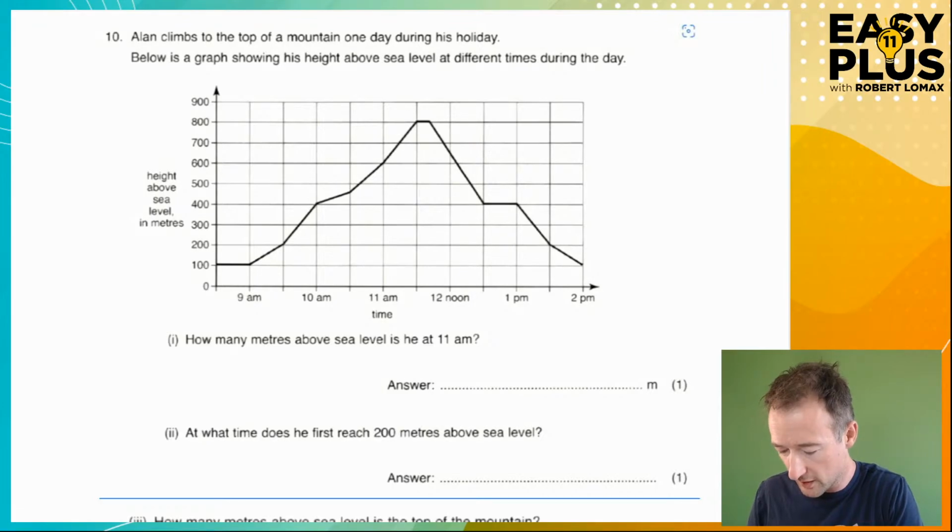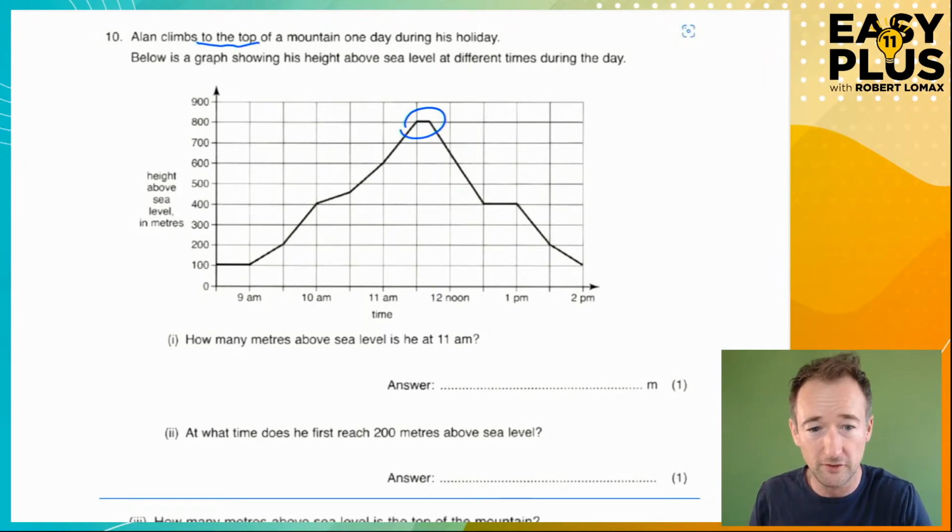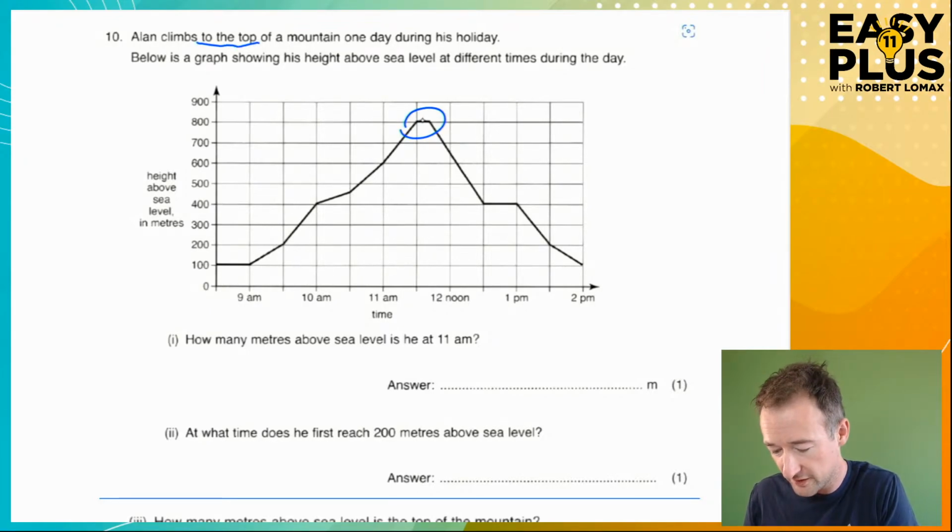And as we go through the day, he is higher and higher above sea level. In other words, he's climbing a mountain. The highest point he reaches is this. Now, what does that mean? Well, the question explicitly says that he climbs to the top of a mountain. So if he climbs to the top, and this is his highest point, then this height must be the top. What height is it?